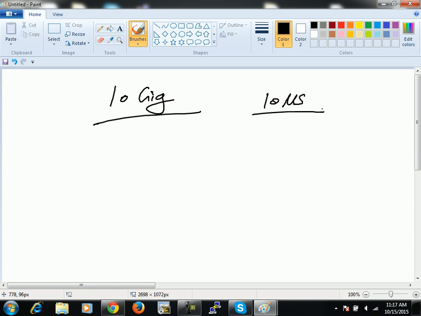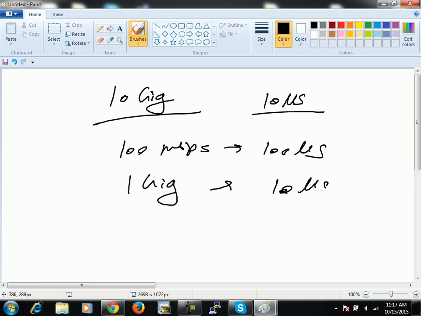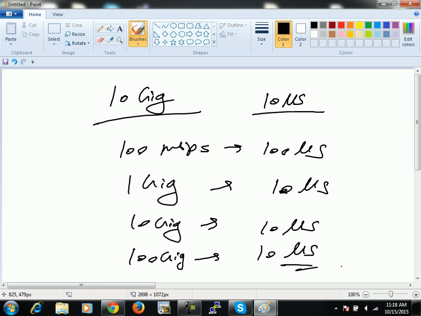So if you have an interface of 100 Mbps, then by default its delay is 100 microseconds, but if you have an interface of 1 gig, then it is 10 microseconds. And if you have an interface of 10 gig, then its delay is also 10 microseconds. Of 100 gig also its delay will be 10 microseconds. So remember that delay cannot be configured lower than 10 microseconds.